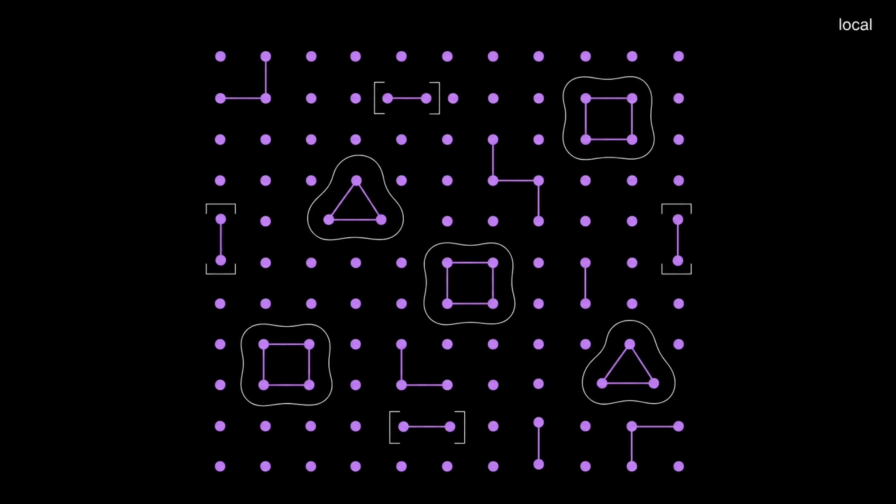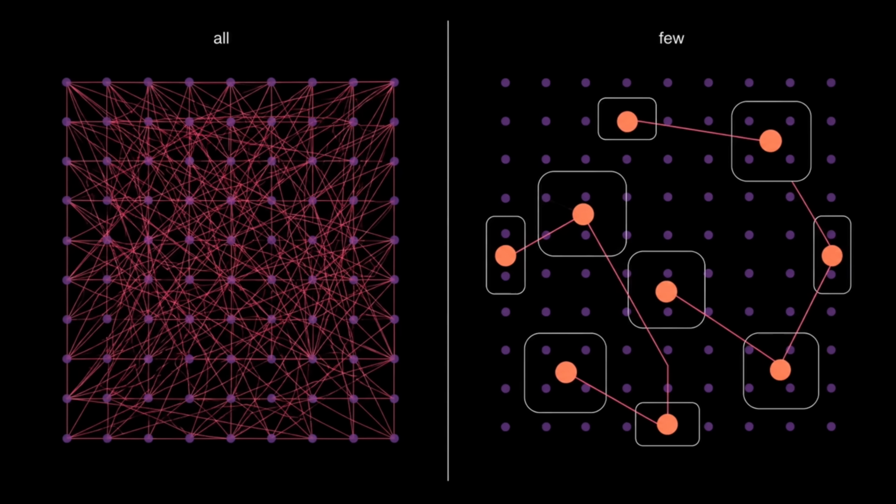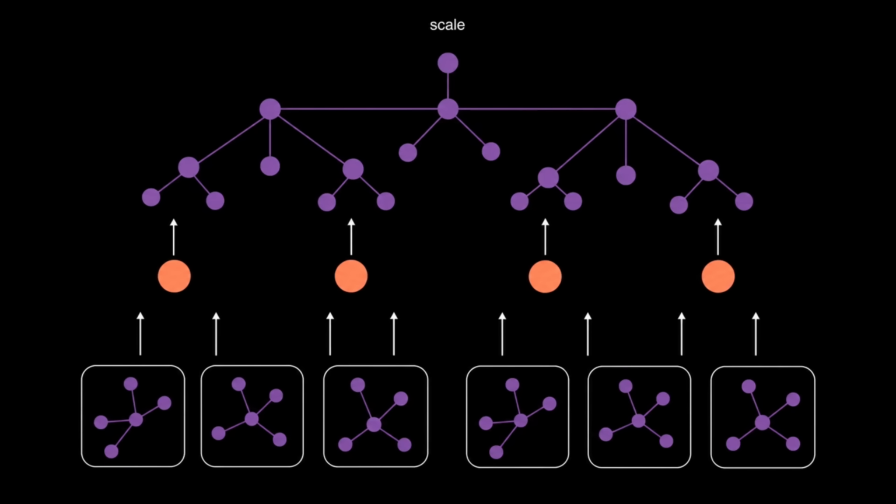If correlations are mostly local, that is wonderful news. It means you can summarize the world in chunks. You don't need every part to talk directly to every other part all at once. Local patterns can be compressed first, and larger scale structure can be built from those compressed summaries.